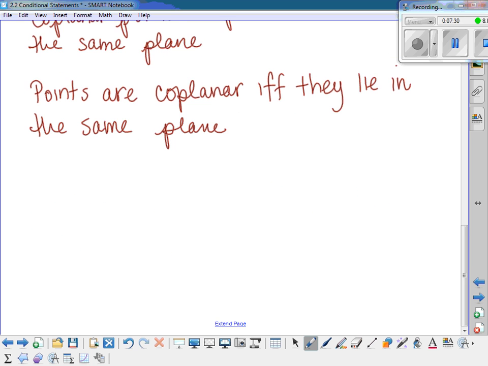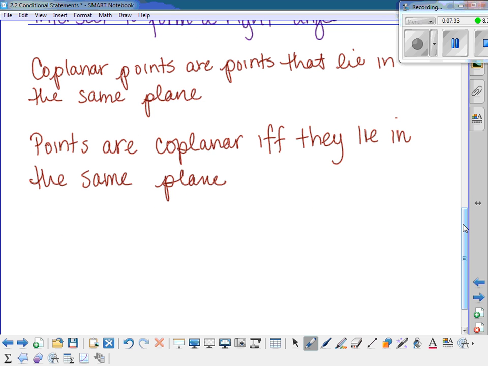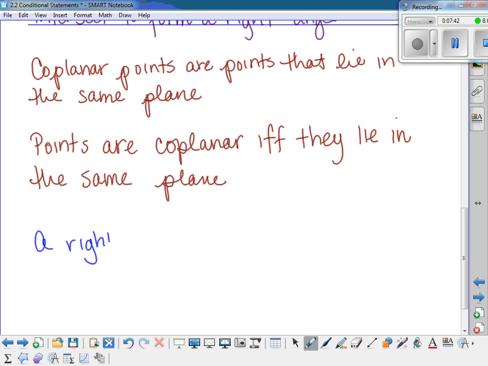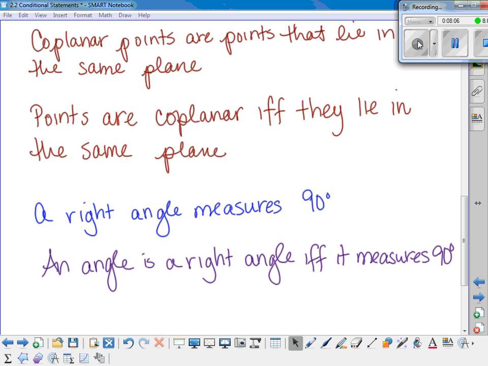Okay, one more example. I'm going to write this one down, and I want you to think about how you could write it as a biconditional statement. A right angle measures 90 degrees. Okay, so write this as a biconditional statement. Pause the video, and when you're done, check your answer. Okay, so to write it as a biconditional, you would have written an angle is a right angle if and only if it measures 90 degrees.